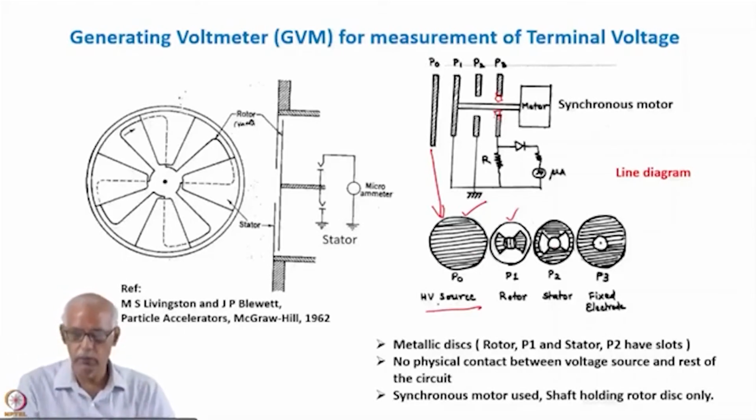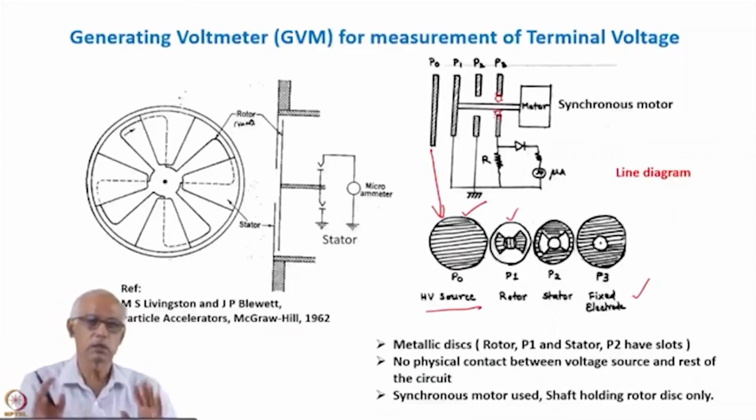This is the high voltage source. There is no slot here. This has slots. These are identical slots, and this is rotating, and this is fixed, and this is a fixed electrode which we mount. Now, one good part of it is that there is no physical contact between the high voltage and the rest of the circuit. That's the beauty of it. So it's like induction, and a synchronous motor is used, with the shaft holding the rotor disc only.